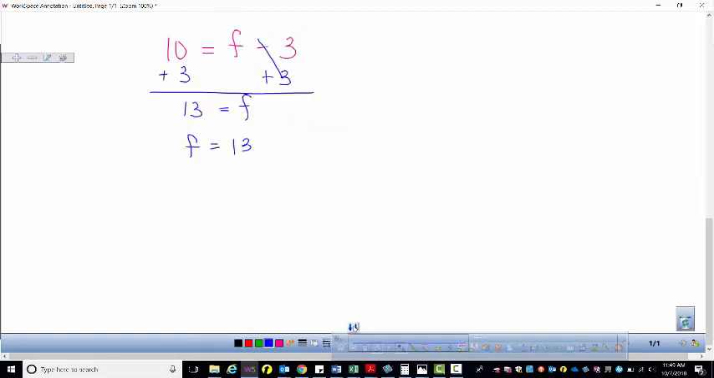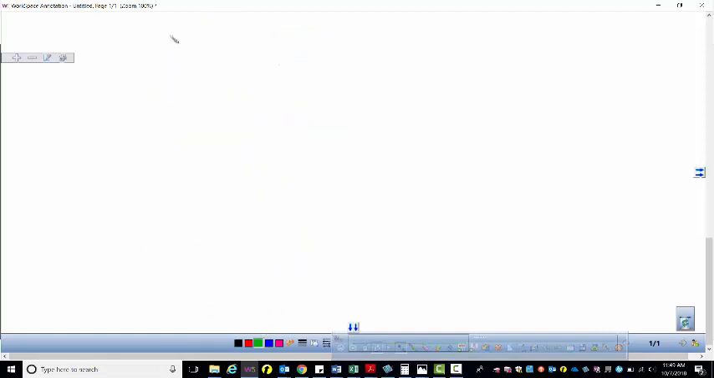Some of them that are a little bit different are when you have like 4m equals 12. So what you need to remember is this means multiply. So the opposite of multiply is divide by. So 4 divided by 4 is 1m. So I just put the m. 12 divided by 4 is 3.